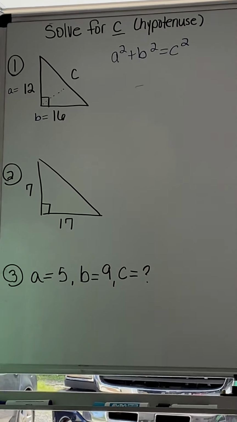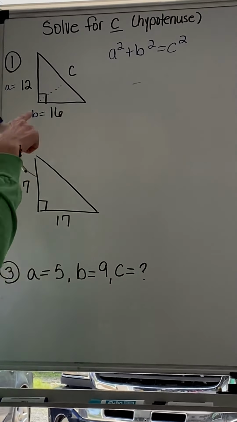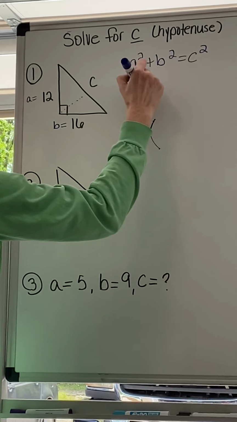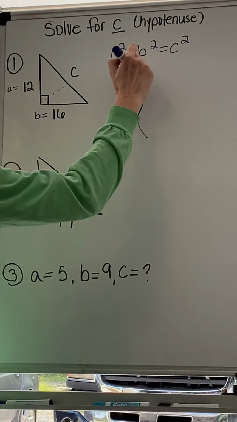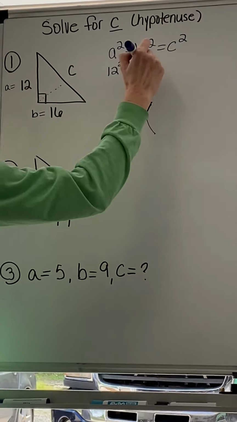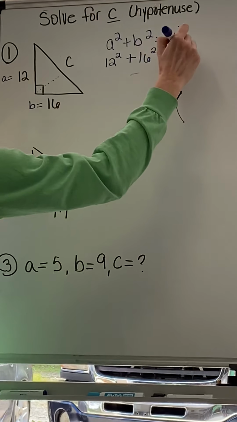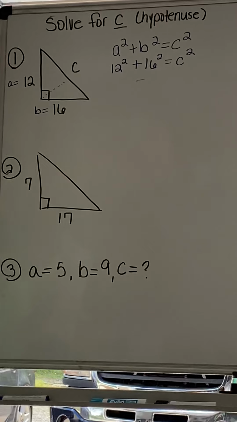So what I'm going to do now is fill in my variables with the numbers that they represent. So this is side A, so I'm going to substitute my variable A with 12 and put 12 right there. Side B is 16, so I'm going to substitute the 16 in the place of B, and then that is going to be C squared. I don't know what C is, so I'm going to leave that as a variable.